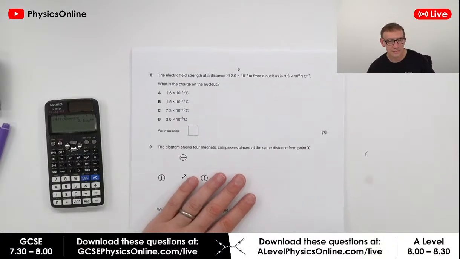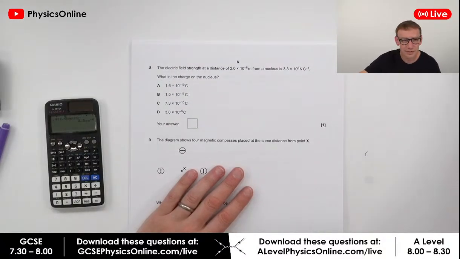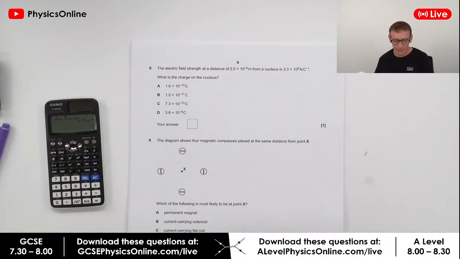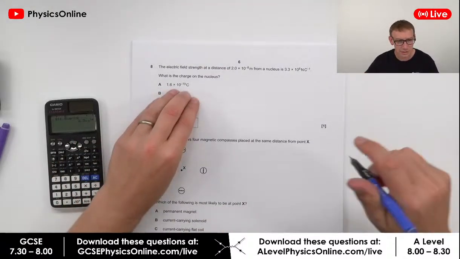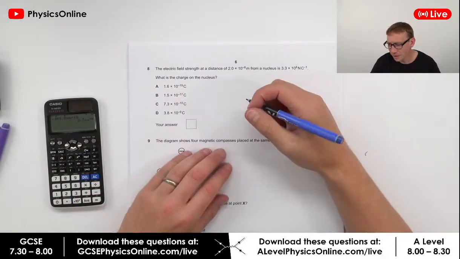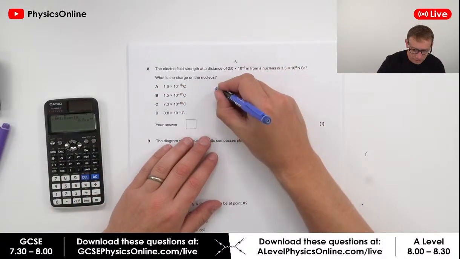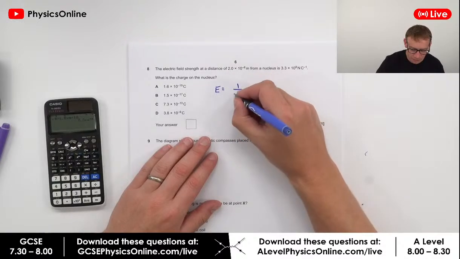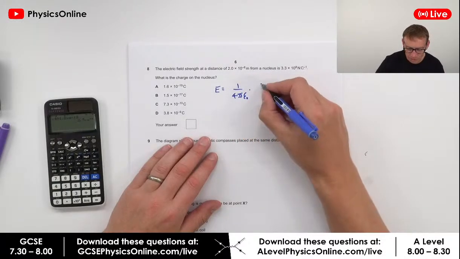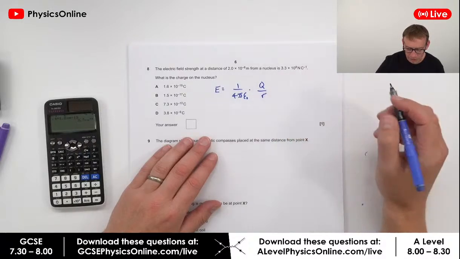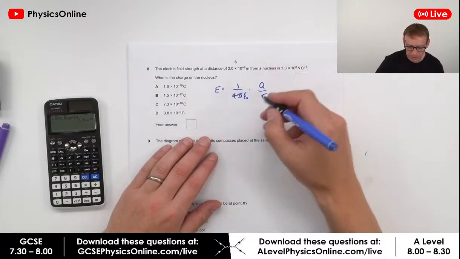Okay, the electric field strength at a distance of 2 times 10 to the minus 8 from a nucleus is 3.3 times 10 to the 8. So with questions like this, a lot of the time, don't look at the numbers if it's numerical, just think about what the question might say. The electric field strength E is going to be equal to 1 over 4 pi epsilon naught multiplied by Q over R. And we want to know the value of Q.